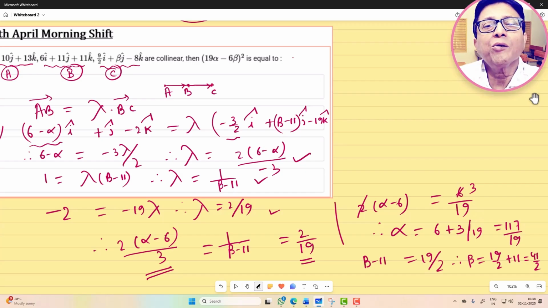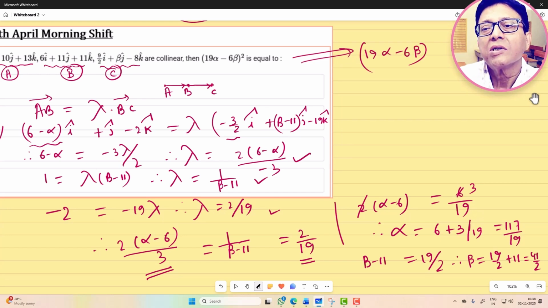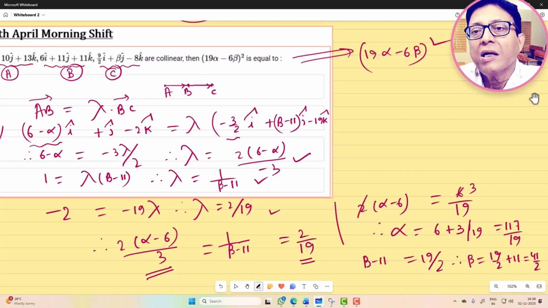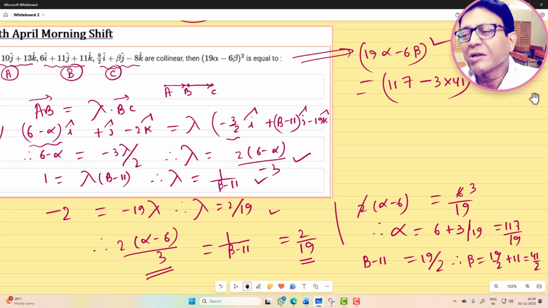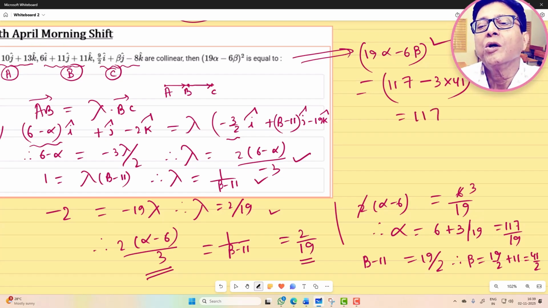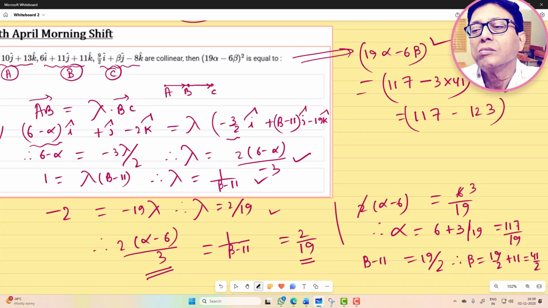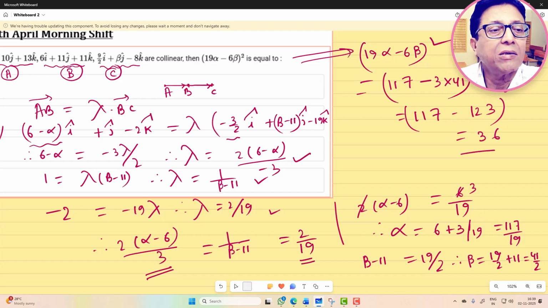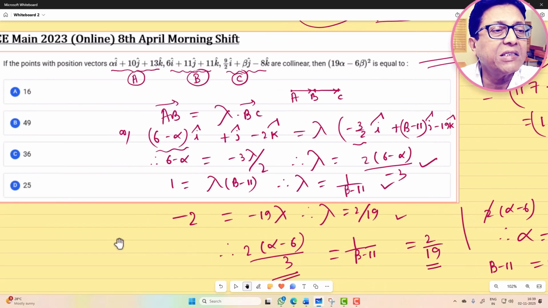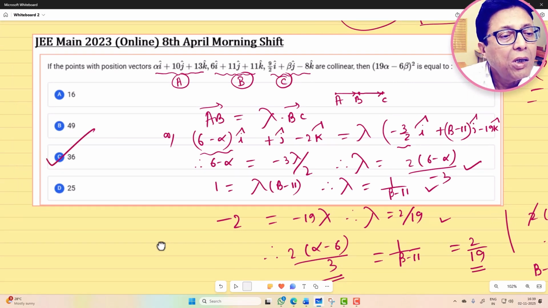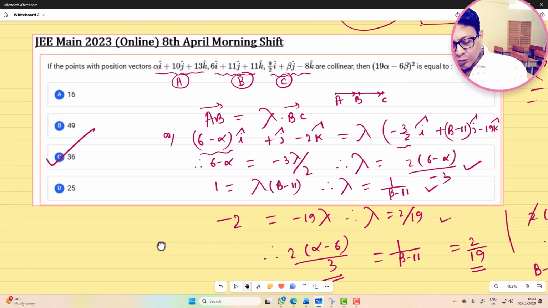So the value you wanted to find, (19 alpha - 6 beta) whole square: 19 alpha is going to be 117, 6 beta is going to be 3 into 41. Hope you have understood this step because you are just simply putting in the values. 117 minus 123, that is -6, and the square is going to be 36. Option C is the answer.